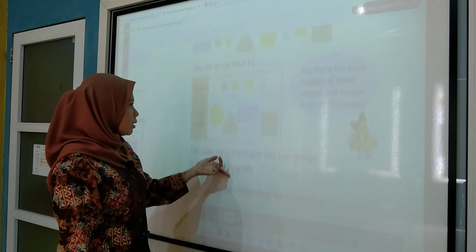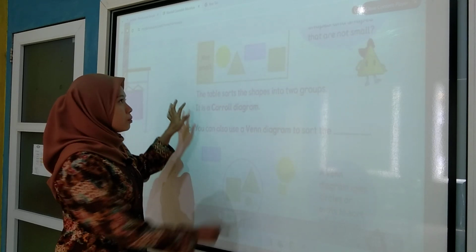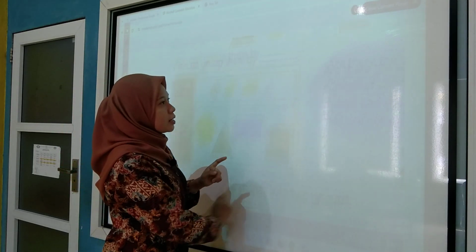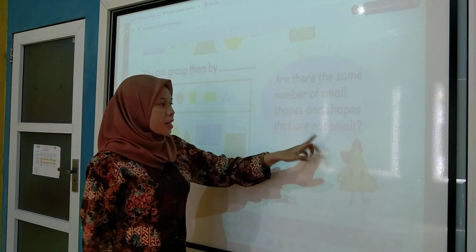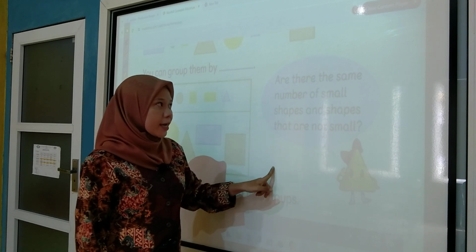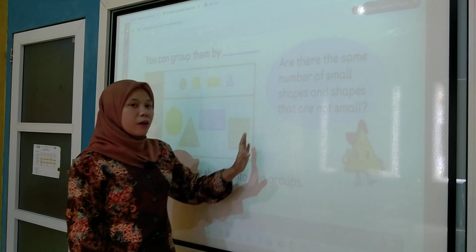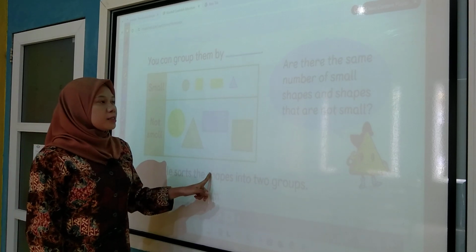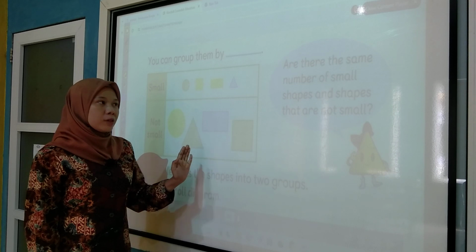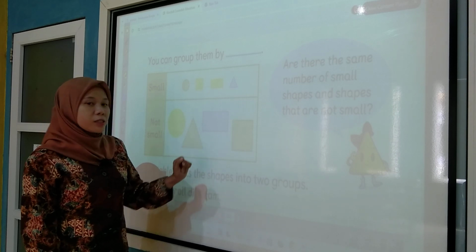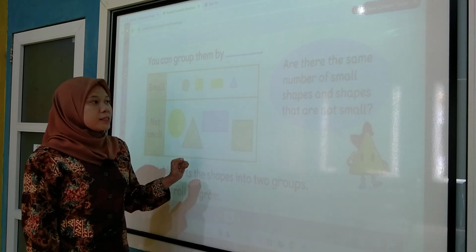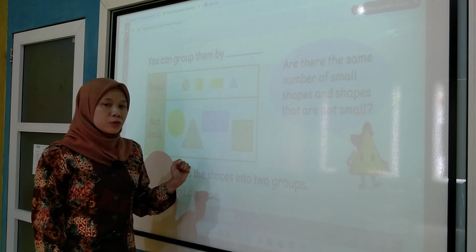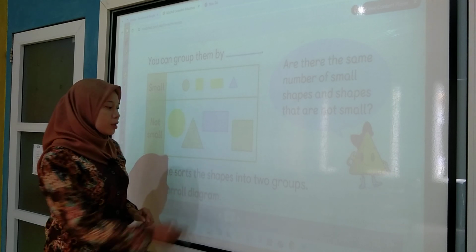Okay, next. From this question, are there the same number of small shapes and shapes that are not small? Yes. There are the same number of small shapes and shapes that are not small. The number of small shapes is 4, and the number of shapes that are not small is also 4. So they have the same number.